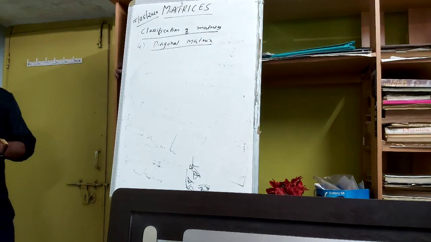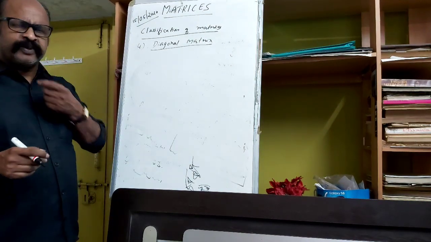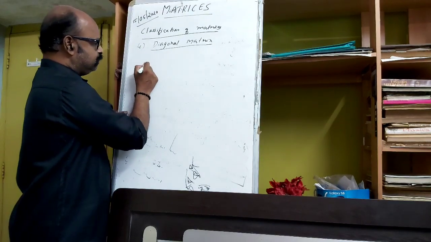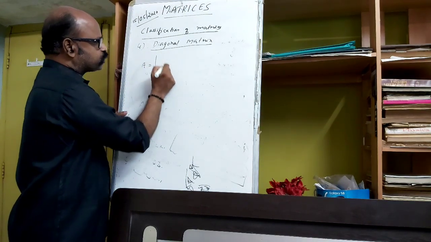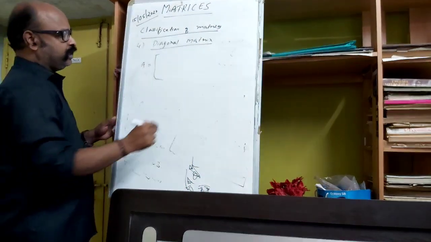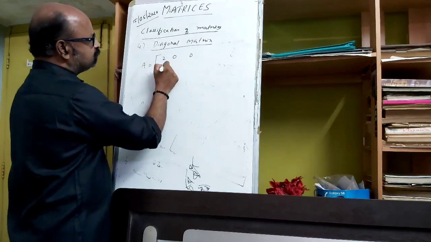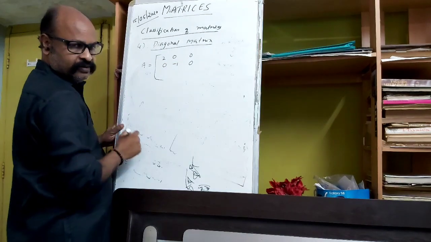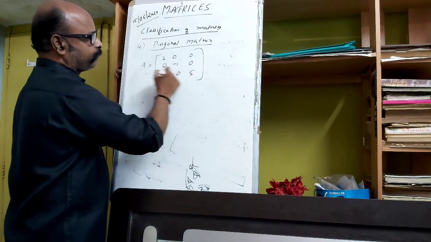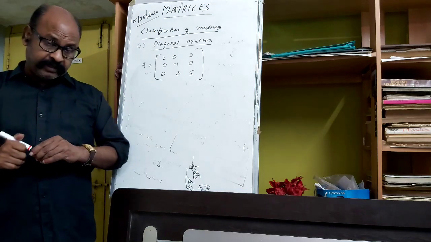Okay, we come to diagonal matrix. So as we did so far, it is better to explain with an example. Okay, I consider a square matrix of order 3: 2 0 0, 0 -1 0, 0 0 5. So what is given? A matrix A is given.